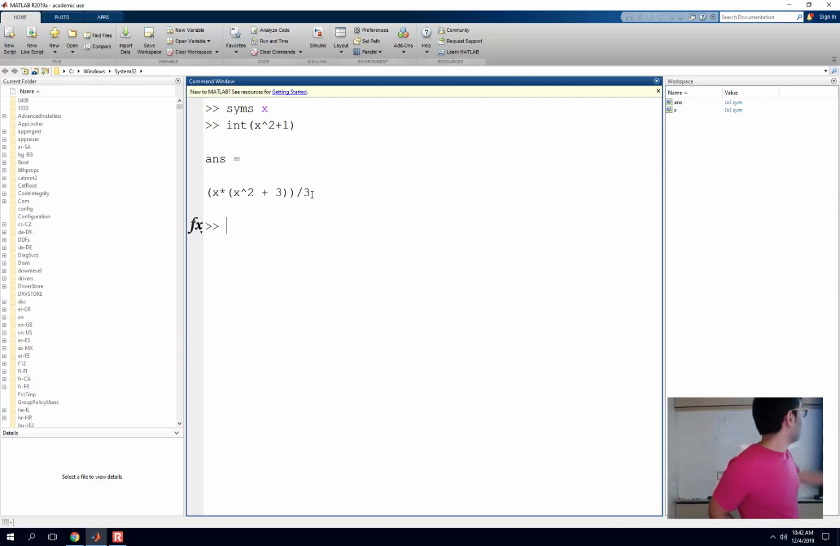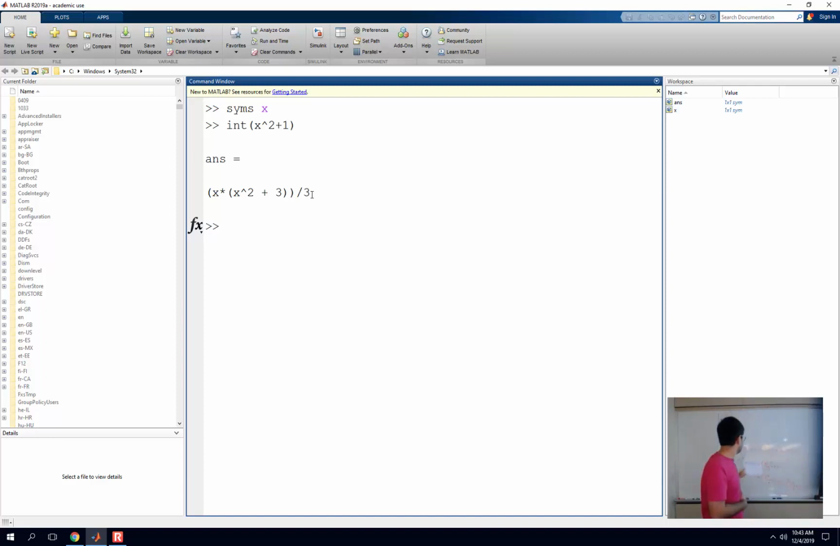So what I have here is the indefinite integral, right? For the indefinite integral, I just define my variable x as symbolic, I use int, and I get the analytical solution. This is the correct solution. That's exactly what it is. There is no approximation, there is nothing, right? So it's the analytical solution to this integral. Does it make sense so far?